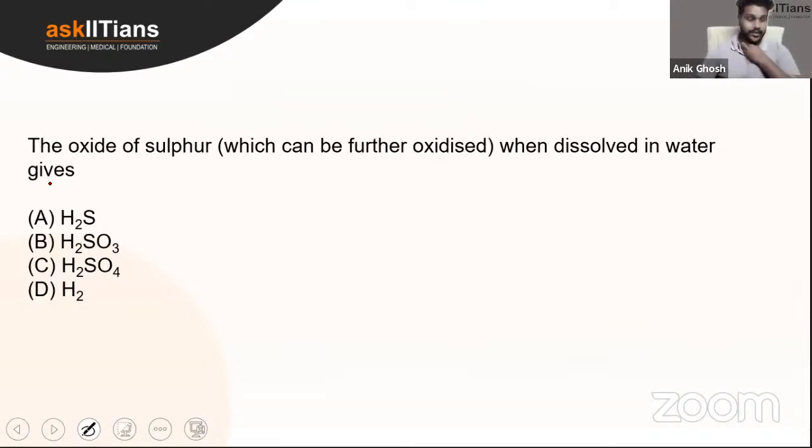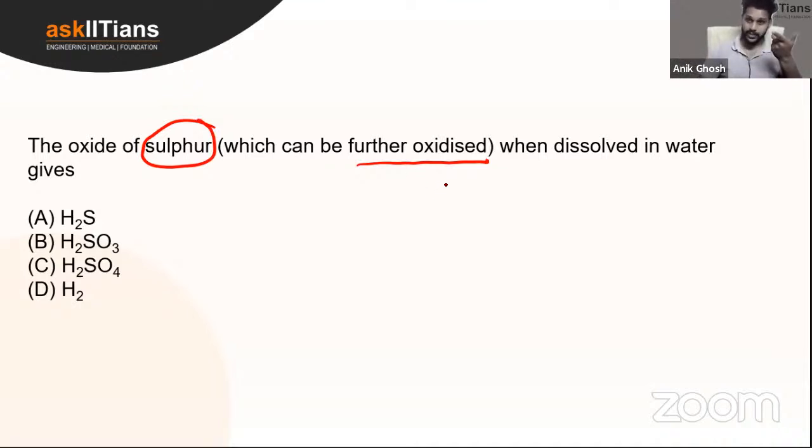Okay, so the next question is: the oxide of sulfur which can be further oxidized when dissolved in water. So they're asking you, there is a sulfur atom. Then we are finding out its oxide, which can be further oxidized. So sulfur has oxides which can be further oxidized. How many oxides can sulfur make?